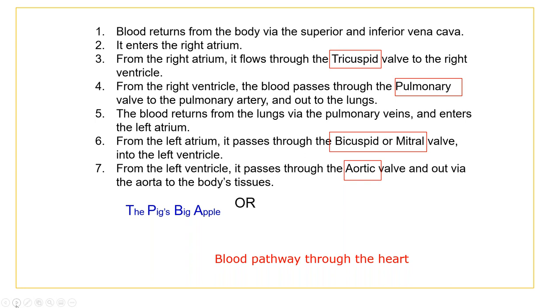Similarly, if you want to call it the mitral valve, I remember "the pig's massive apple." So I don't know if that will help you or not, but I will tell you, it actually helped me answer a question when I was testing once.